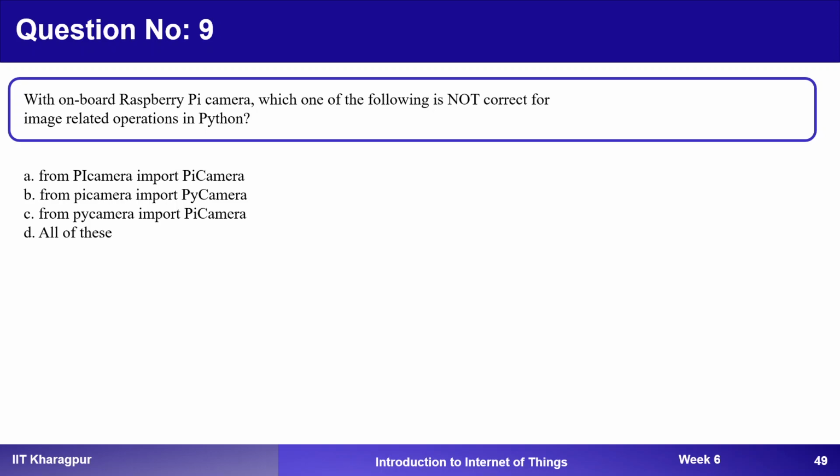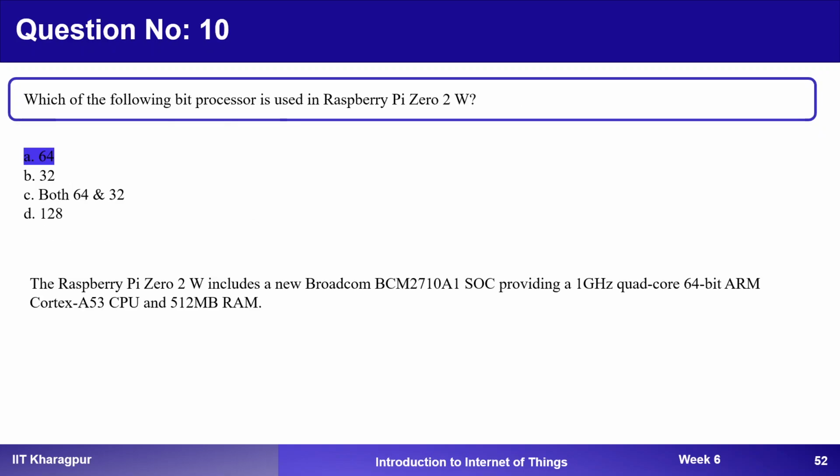Now next question, which of the following bit processors is used in Raspberry Pi Zero W? Options are 64, 32, 32-bit, ma'am. 32 bit. 32-bit. It's 64. For that I have given one table. You can go through those and you can check various features of your different Raspberry Pis.